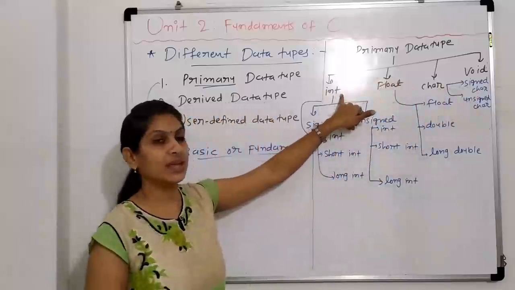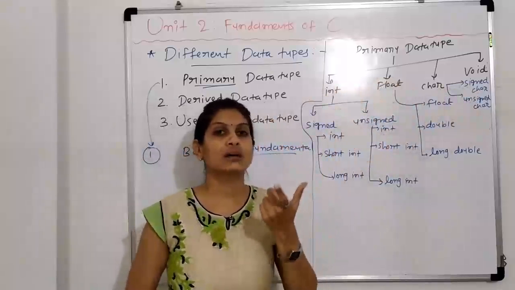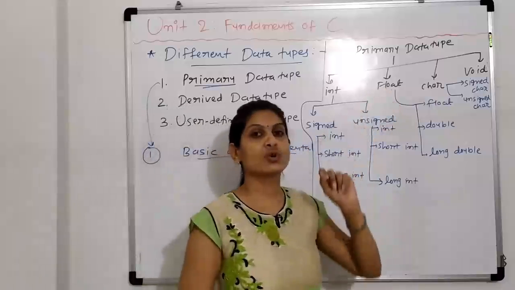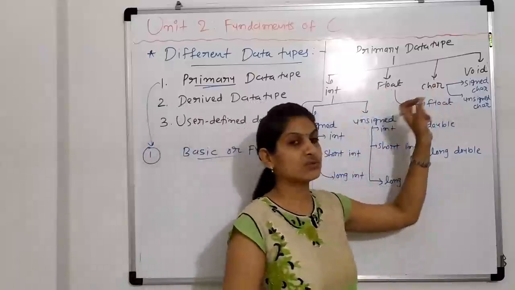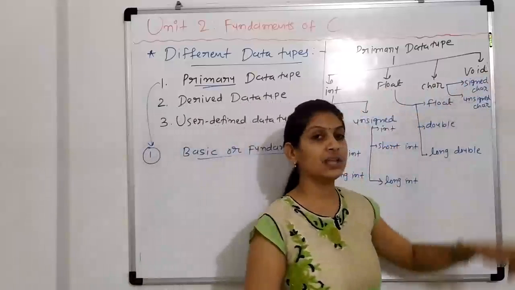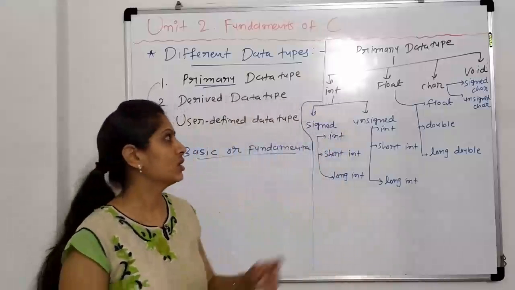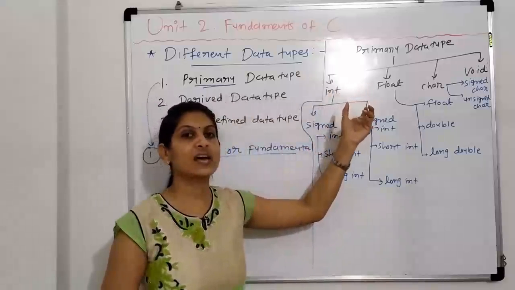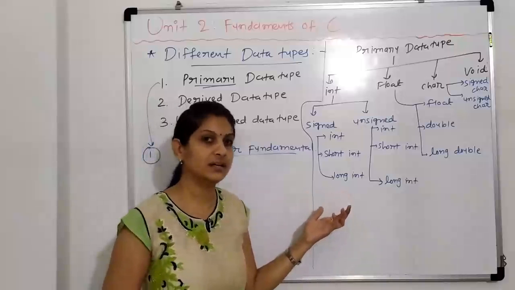The first is integer. Integer means it stores a whole number without any decimal. Float means it stores real values with a decimal point. Character means you can store alphabets also. And void is generally used in a function. So these all are the primary data types which we will learn in detail in the next lecture.